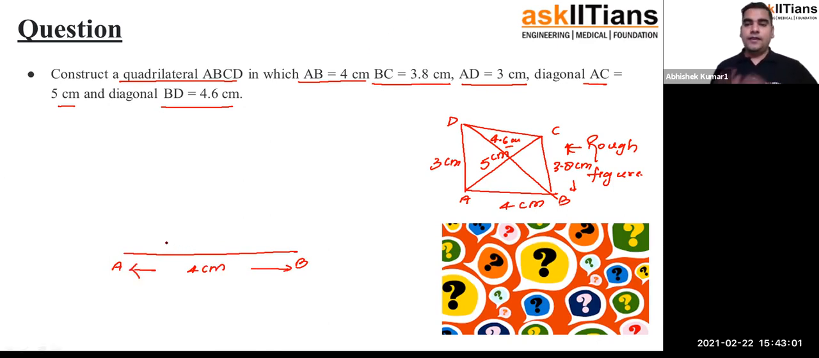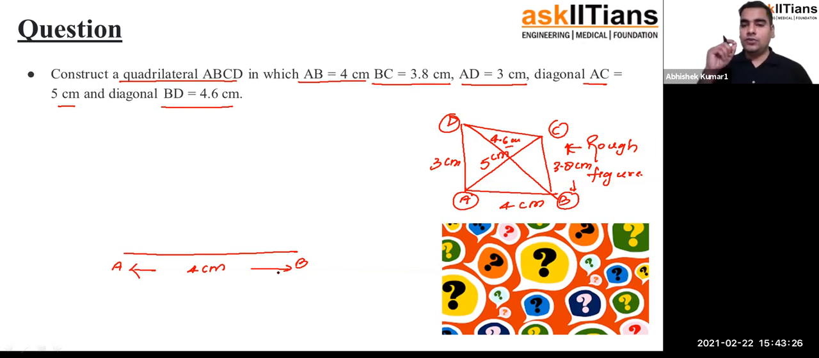Understood? Now let me make it very clear what our goal is here. Our goal is to form both triangles, triangle ABC and the other triangle, ABD. If we can draw both the triangles properly, then you will automatically get your required quadrilateral. So first I am forming triangle ABC. So we have drawn AB.